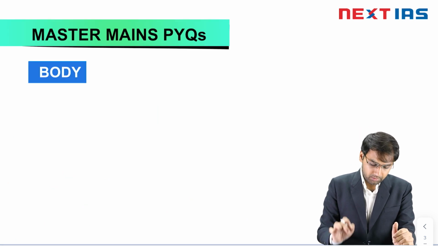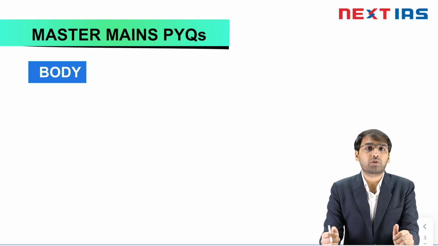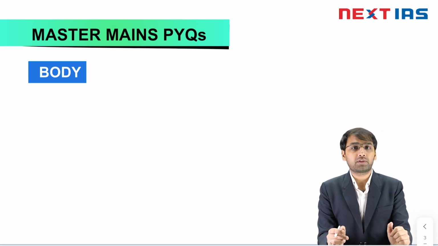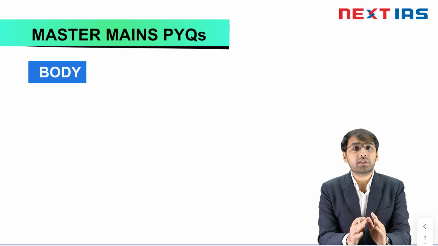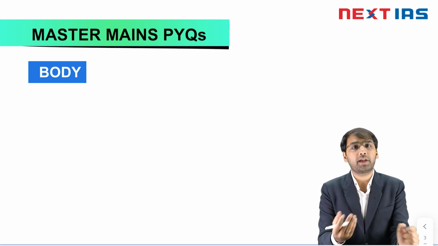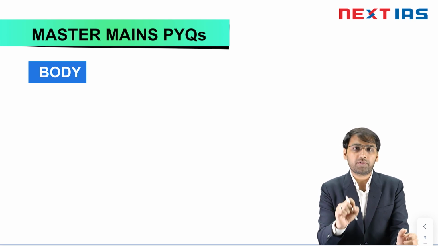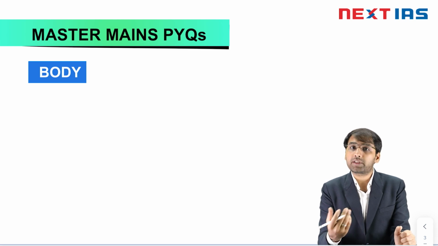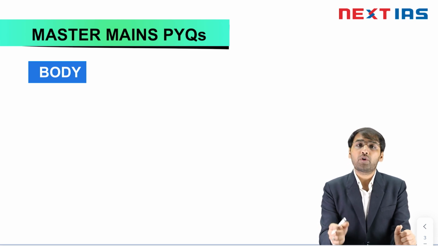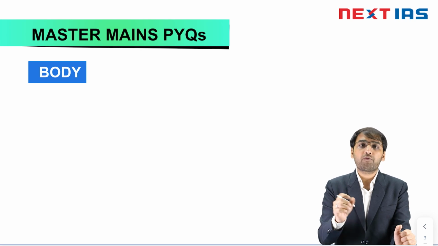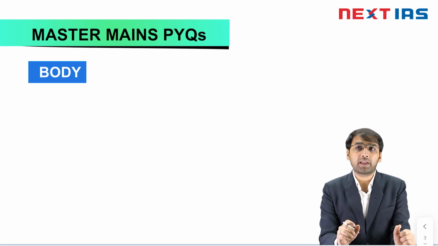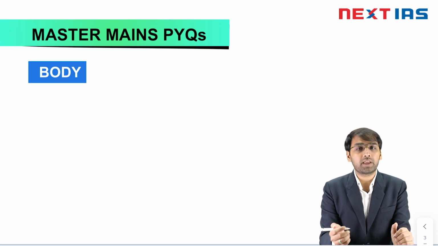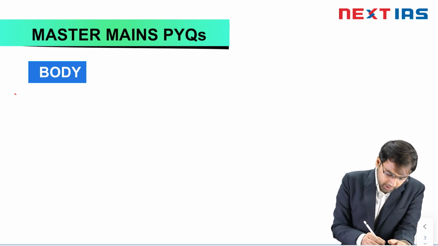Now coming to the body part, what can you answer in this one? Your body part covers two major things. First, what are the inadequacies that hamper human resource development in India? This could be the first part of your body. What could be the second part of your body? You can answer about what measures the government can take to ensure effective human resource development. These are the two major aspects of any answer to this question. So coming to the body part, first let's discuss what are the major inadequacies.